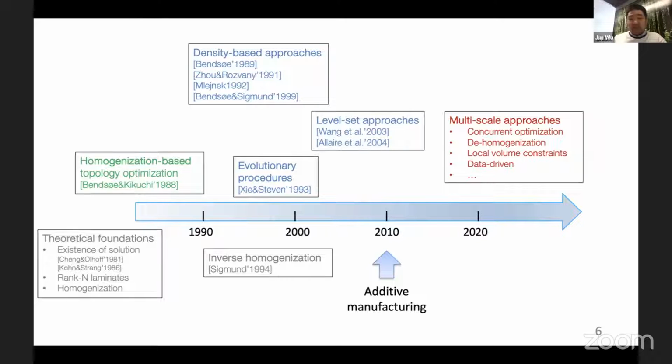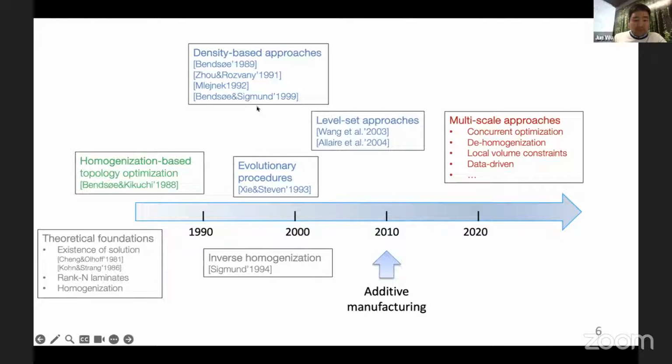First of all, it's easier to produce, not without challenges, but compared to the homogenization-based approach, it becomes closer to the possibility of manufacturing, and the mathematical side is also more simplified.